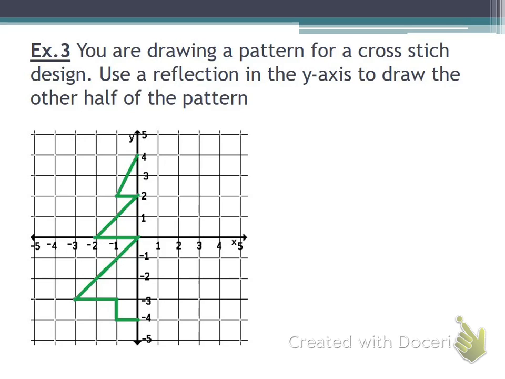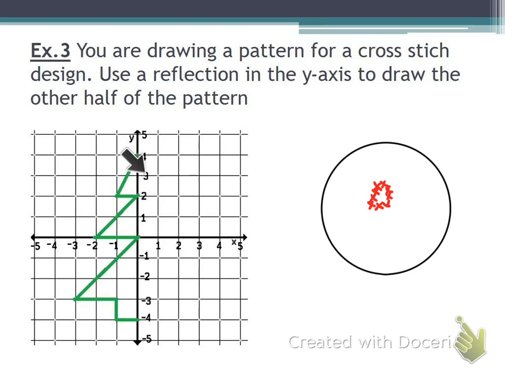You are drawing a pattern for a cross-stitch design. Does anybody know what cross-stitch is? Okay. So for those of you that don't know, cross-stitch is when you have thread, generally on some sort of circular thing that's holding a fabric taut, and you use a needle and thread and make little X's to form some sort of picture. Does this sound familiar to anybody?